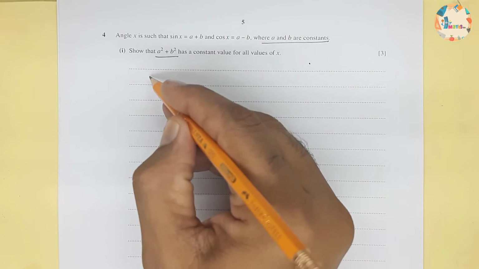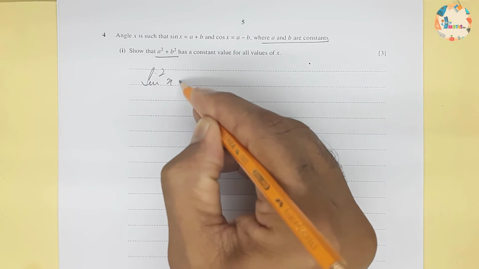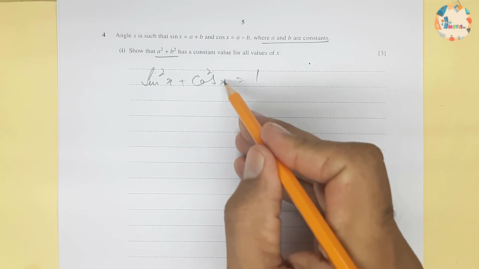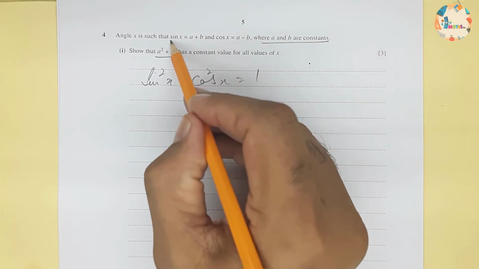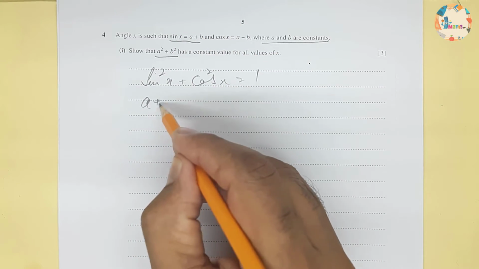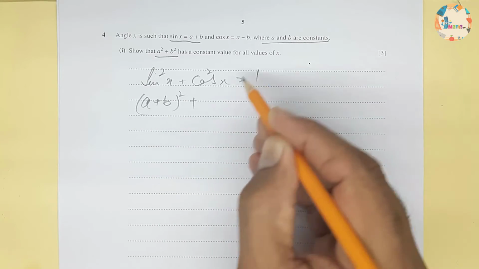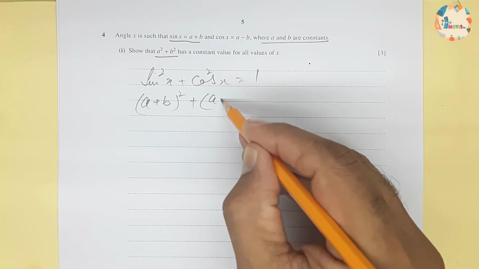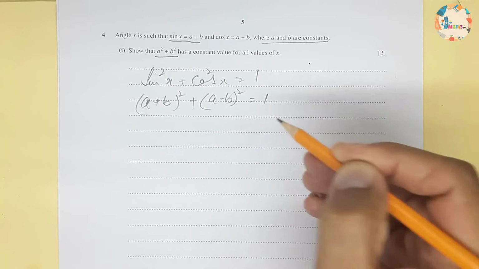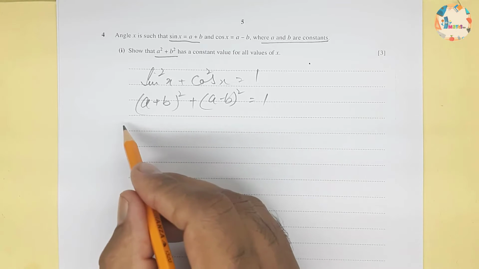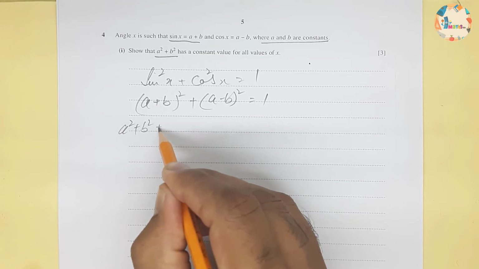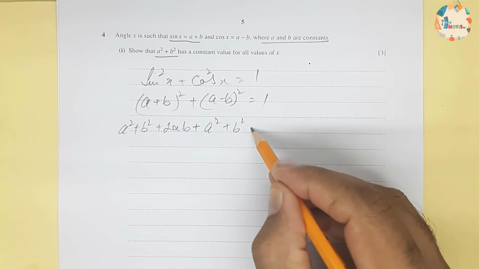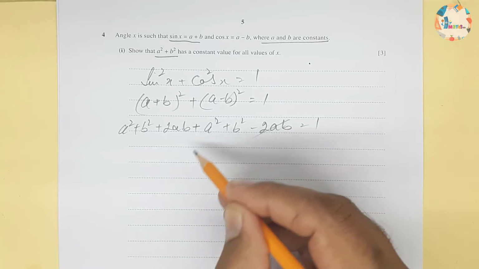So we know this rule, which is sine square x plus cos square x is equal to 1. In the same rule we will replace these values. Sine x is equal to a plus b, so this will be (a plus b) squared, plus cos x is a minus b, so this will be (a minus b) squared, is equal to 1. Now we can open this square. This will be a square plus b square plus 2ab, and this one will be a square plus b square minus 2ab is equal to 1, and this will be cancelled.